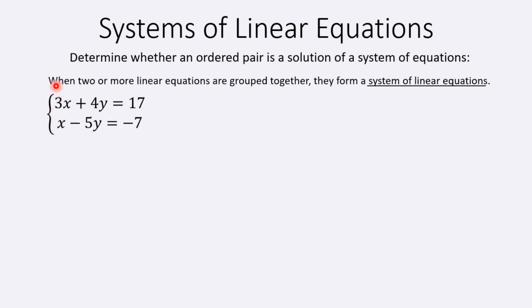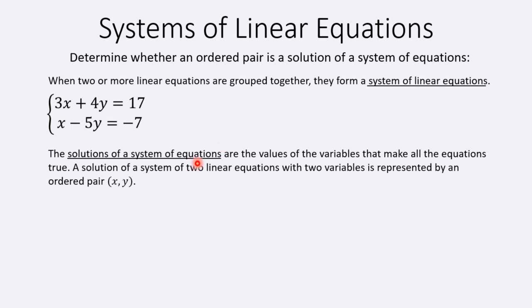They're both in the form ax plus by equals c, which is the standard form of a linear equation. The solution of a system of linear equations are the values of the variables that make all the equations true. A solution of a system of two linear equations with two variables is represented by an ordered pair with an x value and a y value.